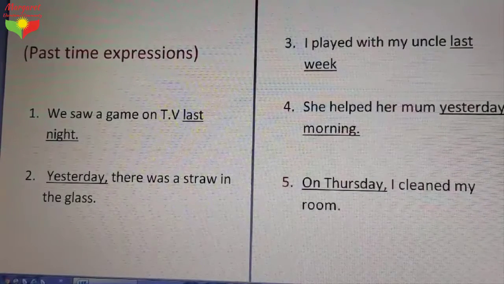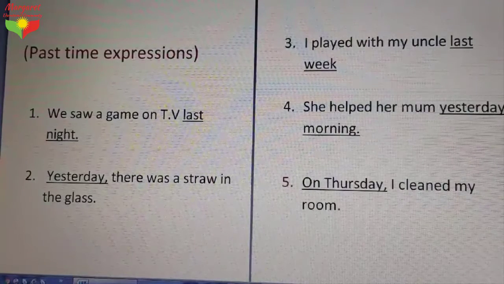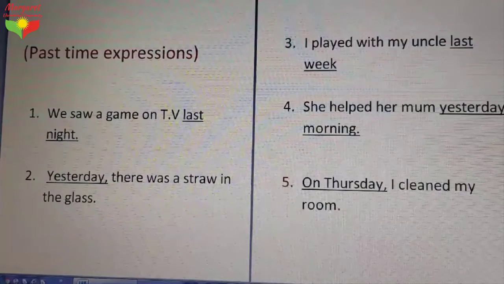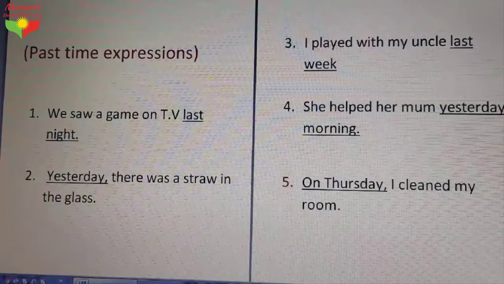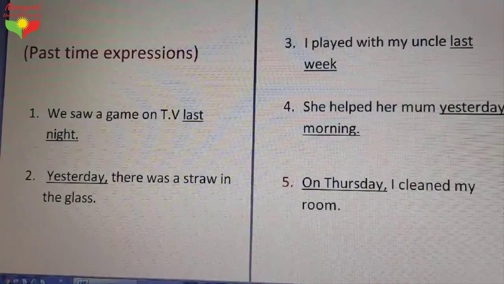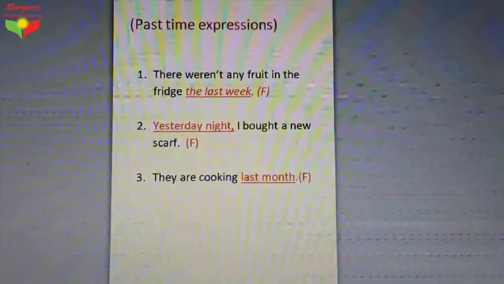We saw a game on TV last night. Yesterday, there was a straw in the glass. I played with my uncle last week. She helped her mom yesterday morning. On Thursday, I cleaned my room. Okay? And that's it. Lovely students, pay attention.